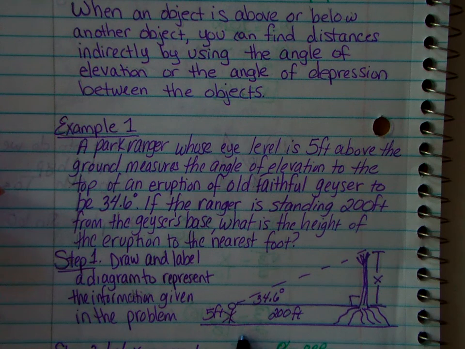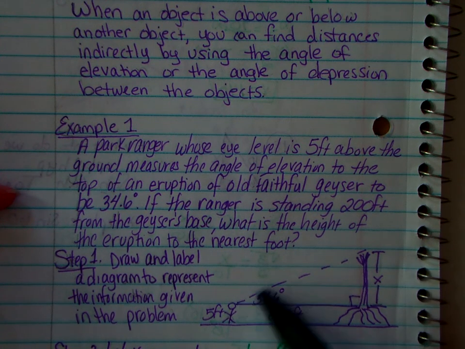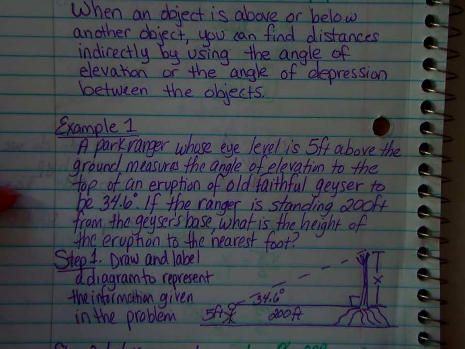Measures the angle of elevation to the top of an eruption of Old Faithful geyser to be 34.6. Okay, measures the angle of elevation. So he's looking up to the top of the geyser, and remember the elevation is under the line, so it's 34.6 degrees right here. If the ranger is standing 200 feet from the geyser's base, okay, so here's the base, and now I'm 200 feet this way. What is the height of the eruption to the nearest foot?